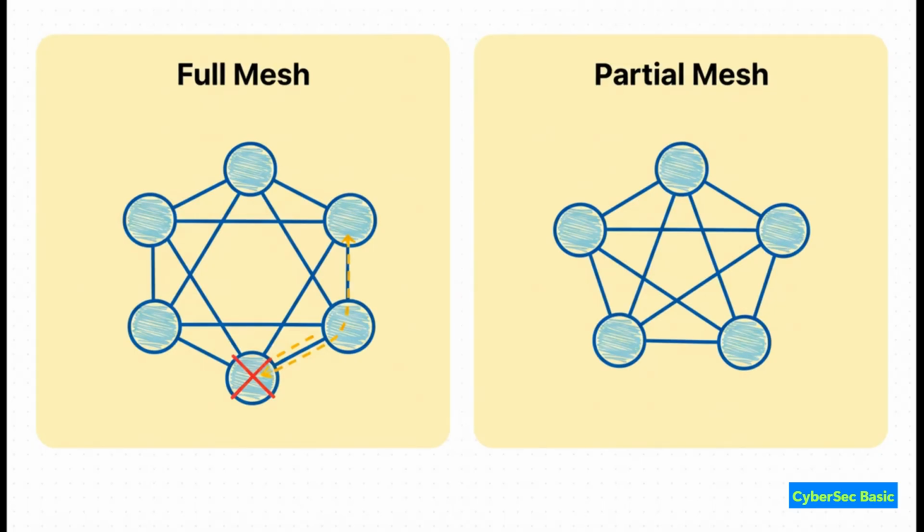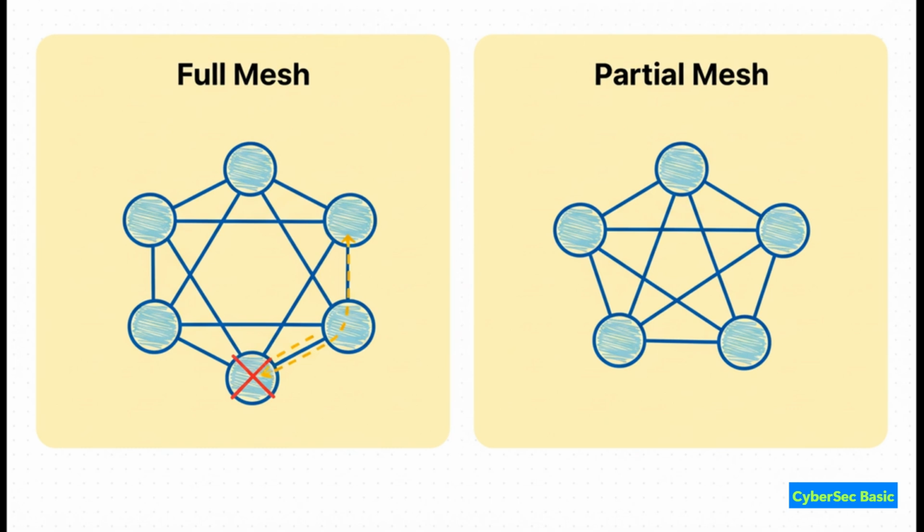So, the key word here is redundancy. In a full mesh network, and this is wild, every single computer is connected directly to every other computer. Think about that. If one path breaks, who cares? The data has tons of other routes it can take. It is incredibly robust. Of course, as you can imagine, that is super expensive and complex to set up, which is why you more often see a partial mesh.